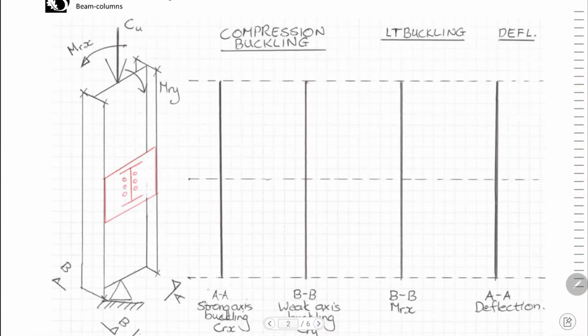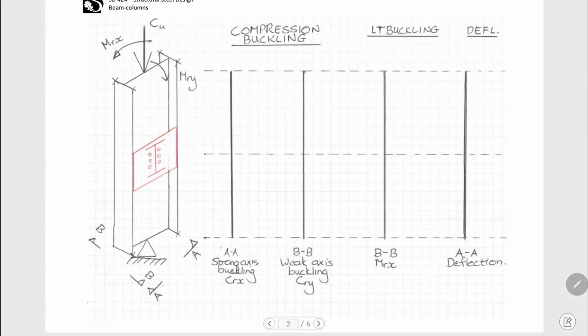But let's start having a look at how this section is going to buckle, because one of the most important things and one of the most difficult things is normally to get our effective lengths. So first, let's see, what about compression buckling? So we now load our column at the top. We have our compression load on it, and then the section buckles.